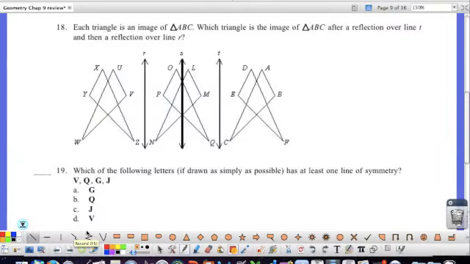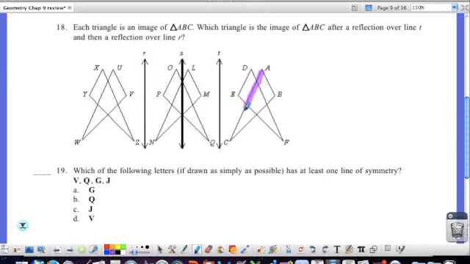18. Each triangle is an image of triangle ABC. Which triangle is the image of ABC after reflection over line T and then a reflection over line R? So you have to assume these lines are parallel. But basically we're talking about A, B, C. When I reflect it, it's going to be at OPQ. And then when I reflect it again, it's at UVW. So the correct answer is UVW.